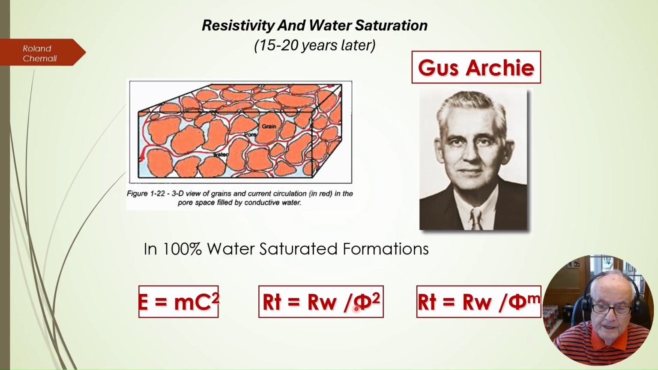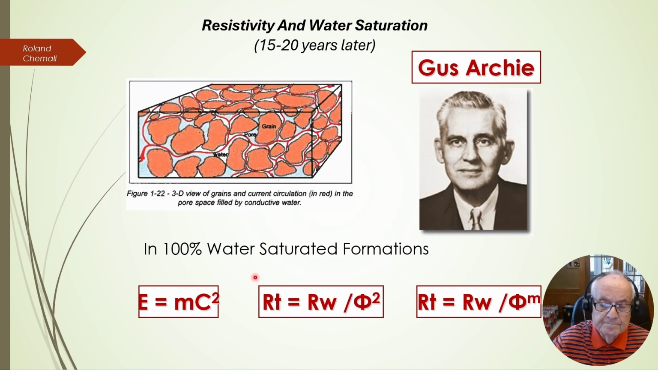porosity of the formation. It later became more general by changing 2 into M, being a cementation exponent, which takes into account the tortuosity of the pores. So for highly tortuous pores, M can go as high as 3. And for, let's say, loose packed sandstone, M can go as low as 1.5, but the default value is 2. So for petrophysicists, RT equal RW divided by phi to the power M is our E equal MC square.